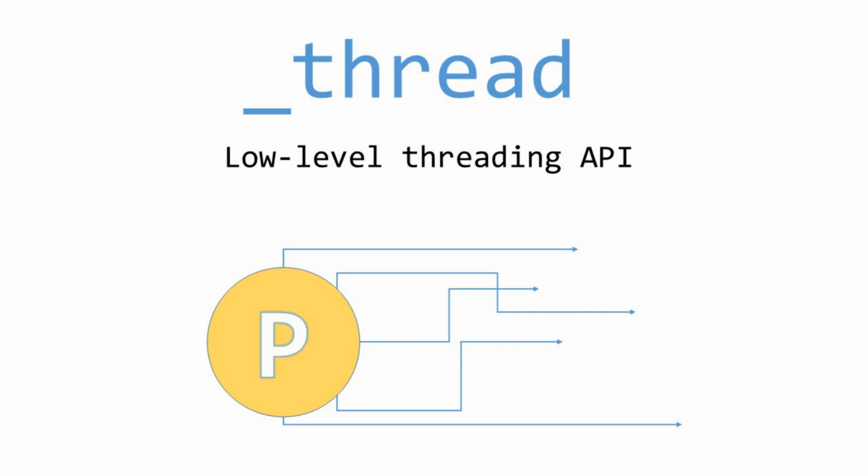Hello, everybody. Today we are going to learn the package called _thread, and check some main information about threading in Python. The _thread module is a low-level threading API.